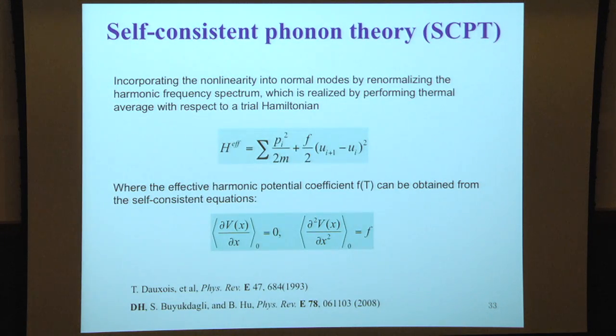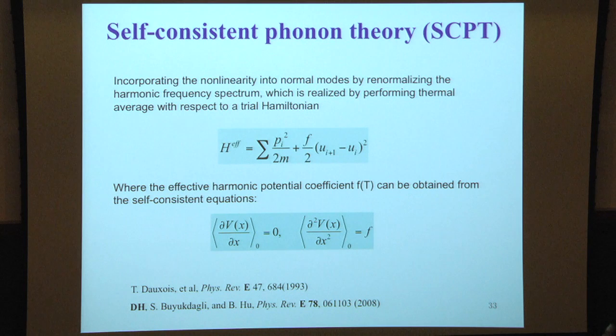Okay, as I said, our concern is the very strong anharmonicity. So we developed the self-consistent phonon theory to deal with this anharmonicity. The basic idea is we propose a trial Hamiltonian with the effective harmonic potential coefficient F, and F is temperature dependent, and F can be obtained from the self-consistent equations shown here.